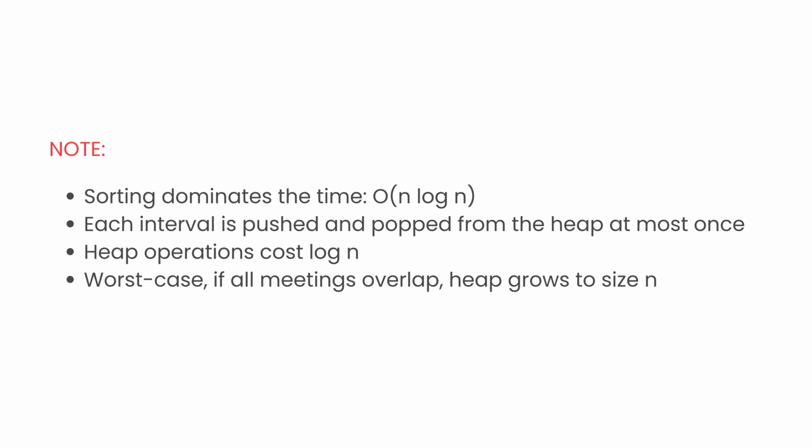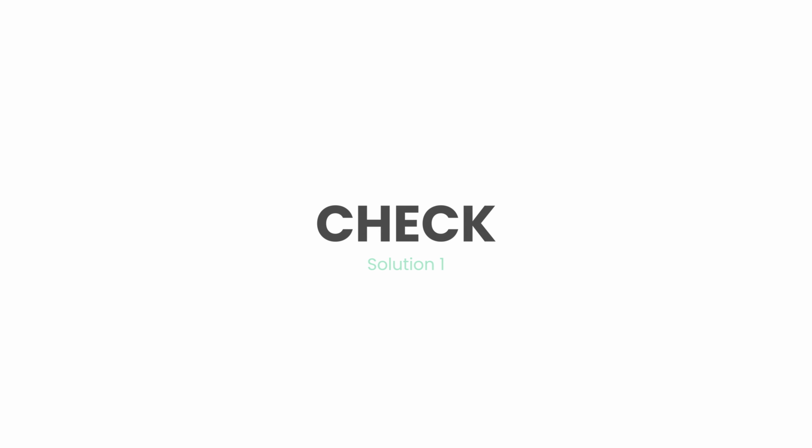And that's how this algorithm works. It first sorts the meetings to get them in order, then uses a min heap to efficiently track which rooms are free and which are still busy. Efficient, simple, and elegant. This approach handles each interval at most once, and the heap never grows beyond the number of overlapping meetings. Worst case, if all meetings overlap, the heap grows to size n.